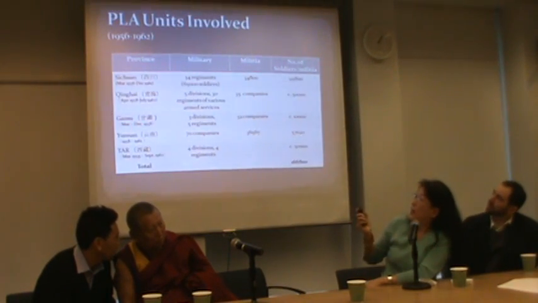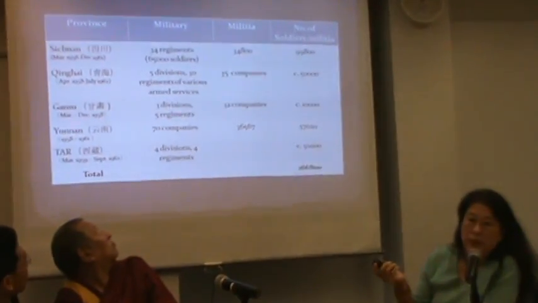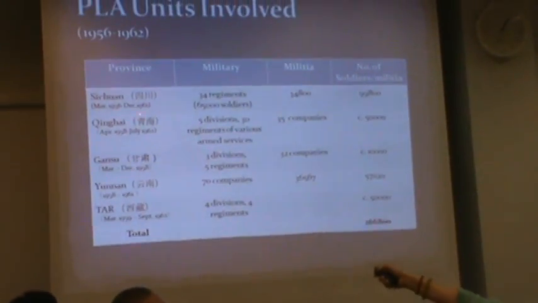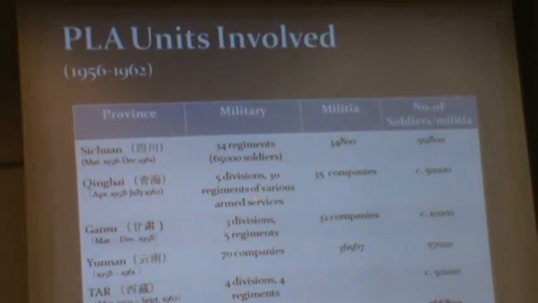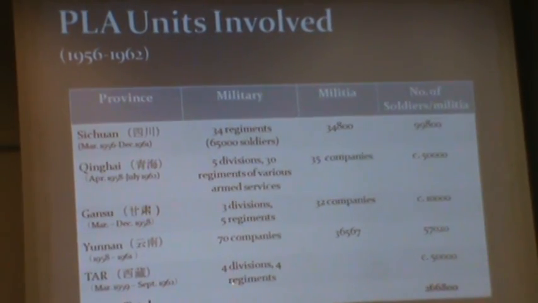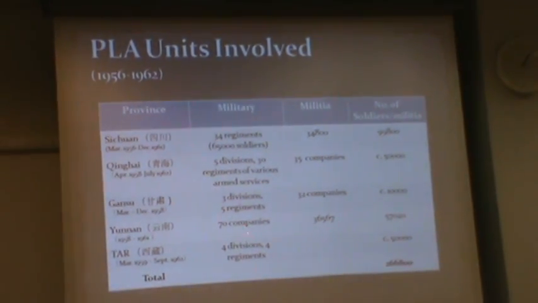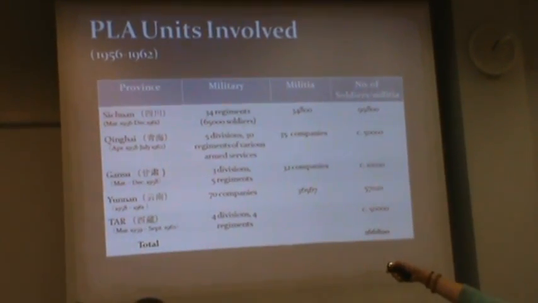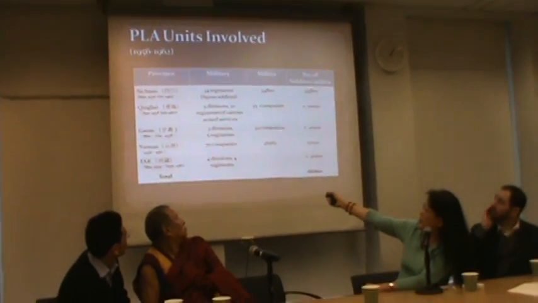Now, the army, PLA units involved. Here is in each place. I go by province. Those are the regiments, divisions. I actually have much more detail than this in each area, which units with their numbers. But I'm not going to go into that detail. And those are the militia that participated.